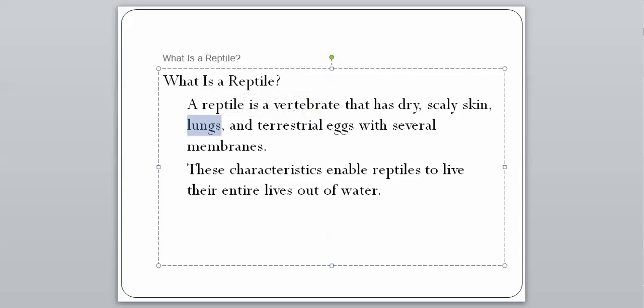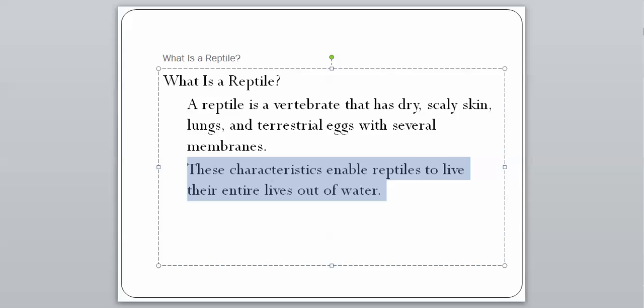And they have terrestrial eggs, which just means eggs that they can lay on land. This is actually a huge thing for this group, terrestrial eggs. I would definitely think you would need to know that. And they have several membranes that surround the egg and protect it. These characteristics enable our reptiles to live their lives entirely out of water. This is our first group of animals that can live their entire lives out of water.